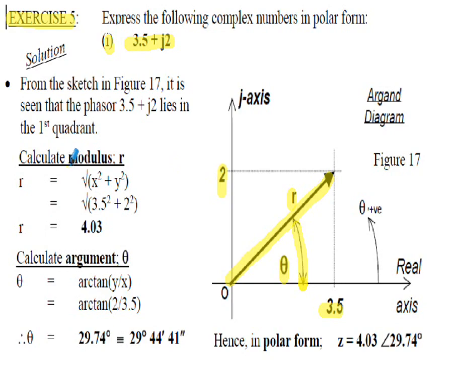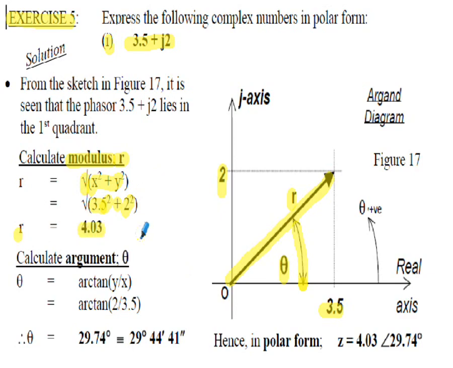So the modulus r is calculated using Pythagoras theorem, the x squared plus y squared all square rooted. In this particular case, the real axis value x is 3.5, so 3.5 squared plus the imaginary value of 2 squared all square rooted gives us a value of r equals 4.03.